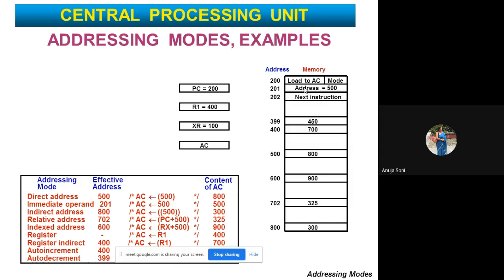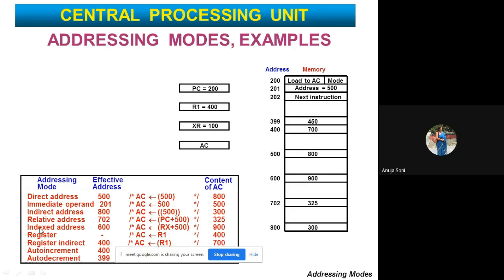Now search for 702 throughout all the addresses, and you will find that you are able to get it here. So against 702, whichever value you get, that ultimately will work as the value of your operand. So this operand ultimately will be loaded in the accumulator register. So 325 will become the final value of the content of AC, and 702 will become its effective address. So you have to go by the definition of the effective address in the respective addressing mode every time.